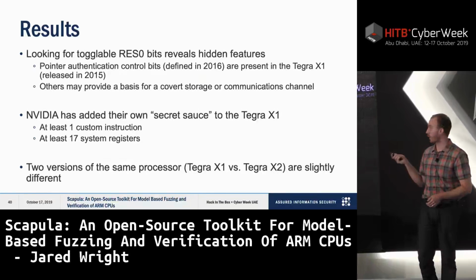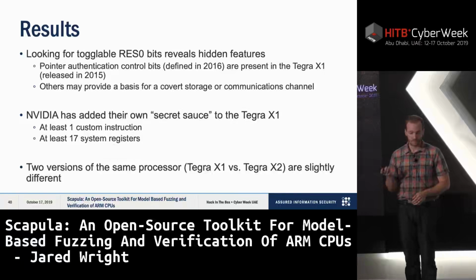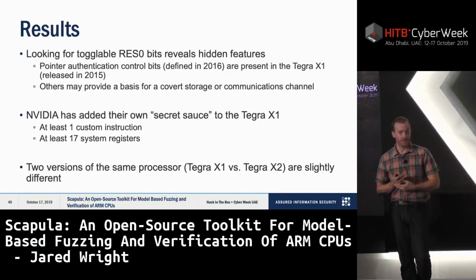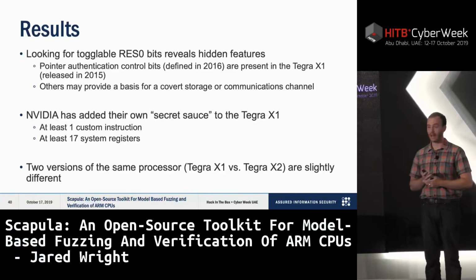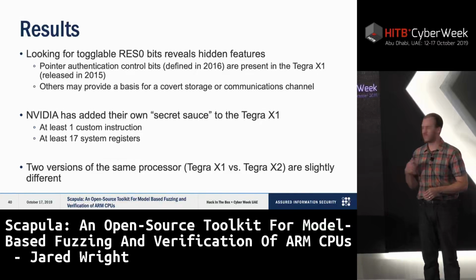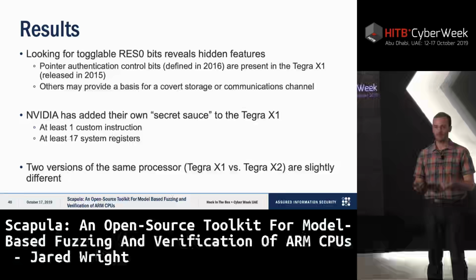I need to know where all these storage places exist within a CPU. The other interesting result is that NVIDIA, in fact, has added their own secret sauce to the Tegra X1. Maybe this is documented somewhere I haven't seen yet, but we at least know that it exists. Something interesting you can do with this: if you know exactly how a particular CPU works, you might be able to actually fingerprint that CPU using a tool like this.